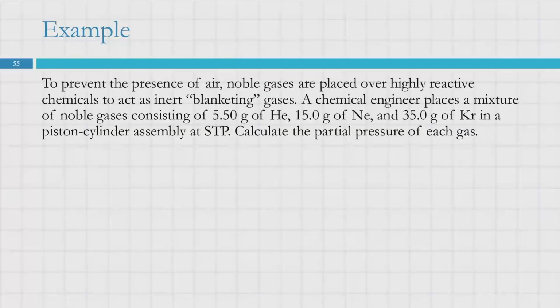So we are looking for the partial pressure of each gas. We are told the amounts of helium, neon, and krypton, and that the cylinder is at STP. And the STP is critically important here. I guess it's not. Yes, it is critically important.